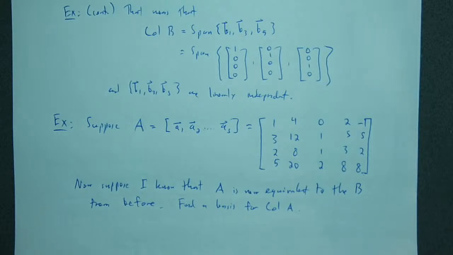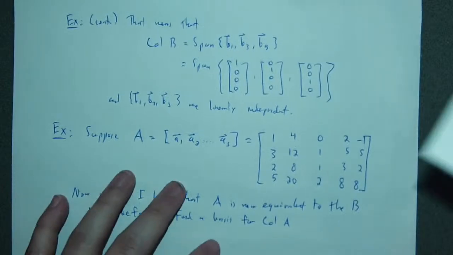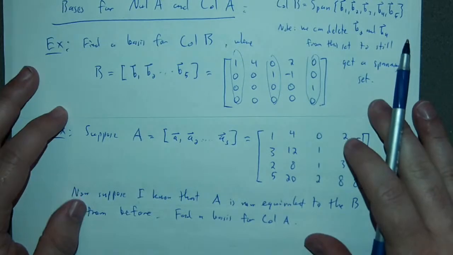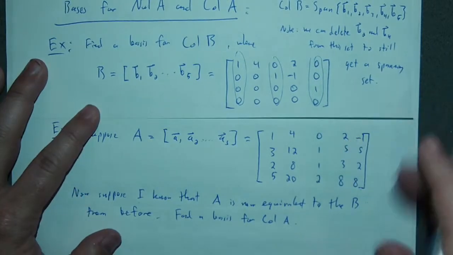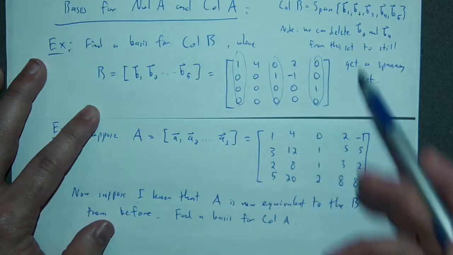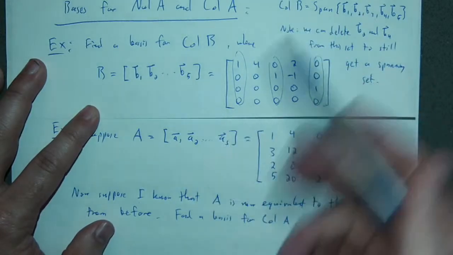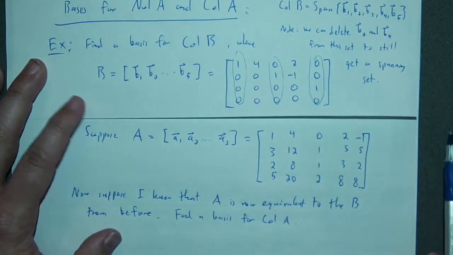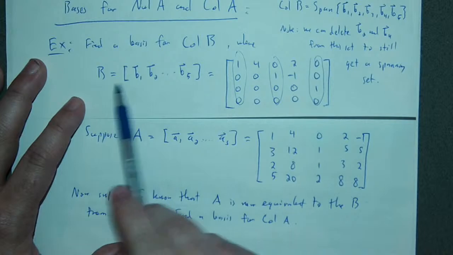Okay, so how do I do this? Well, let's remind ourselves that here was B, and B had 3 columns that ended up being the only ones we needed to span the column space of B, and those were linearly independent. Okay, and we know that A is row equivalent to B.